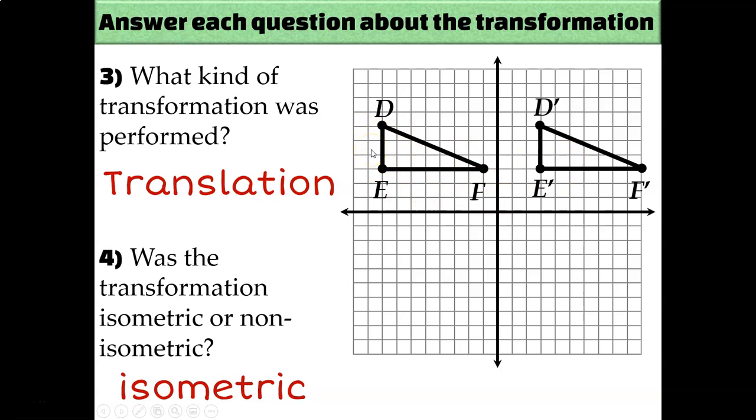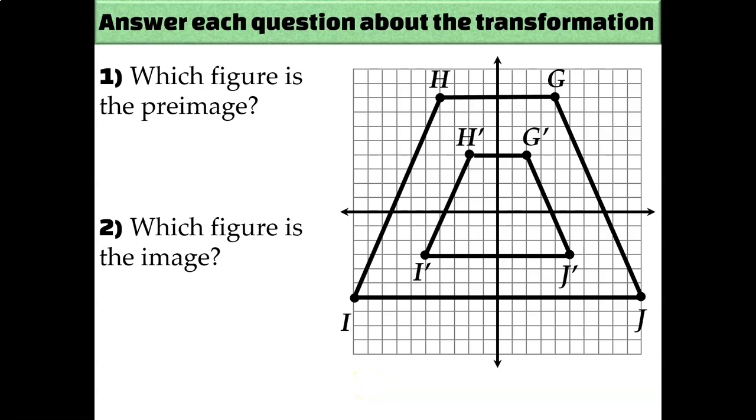DE was 3 units long, D prime E prime is 3 units long. EF was 7 units long, E prime F prime is also 7 units long. DE and EF were perpendicular, D prime E prime and E prime F prime are also perpendicular. All of the things about both of these are exactly the same, they're just in a different spot, and that makes it isometric. But what about our next transformation?